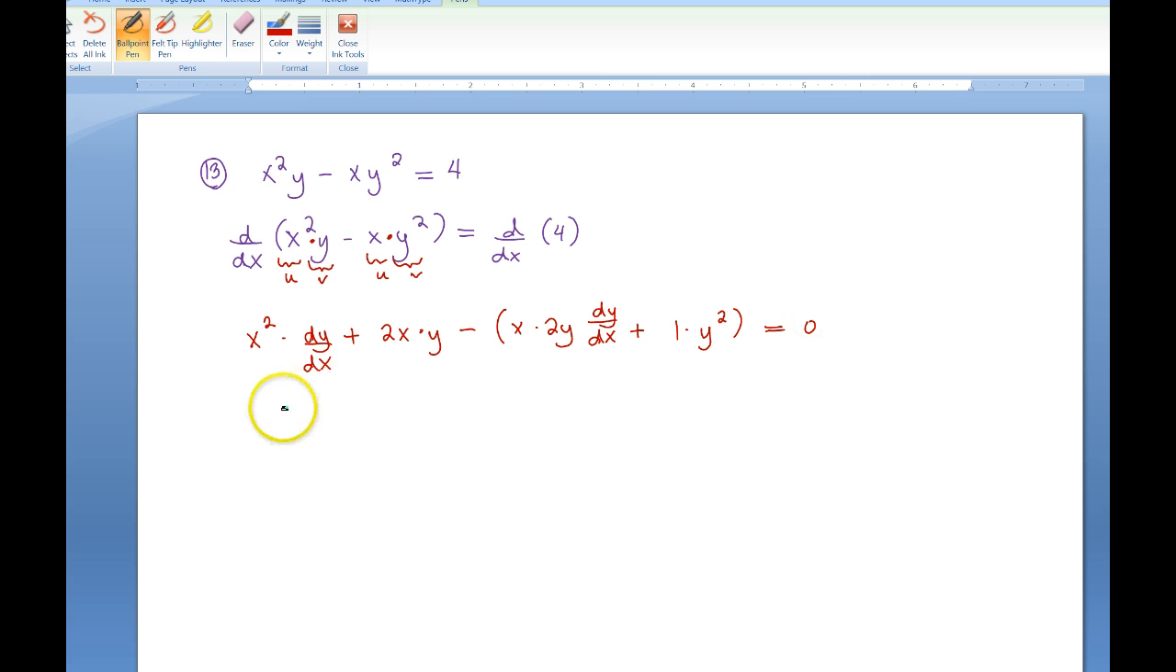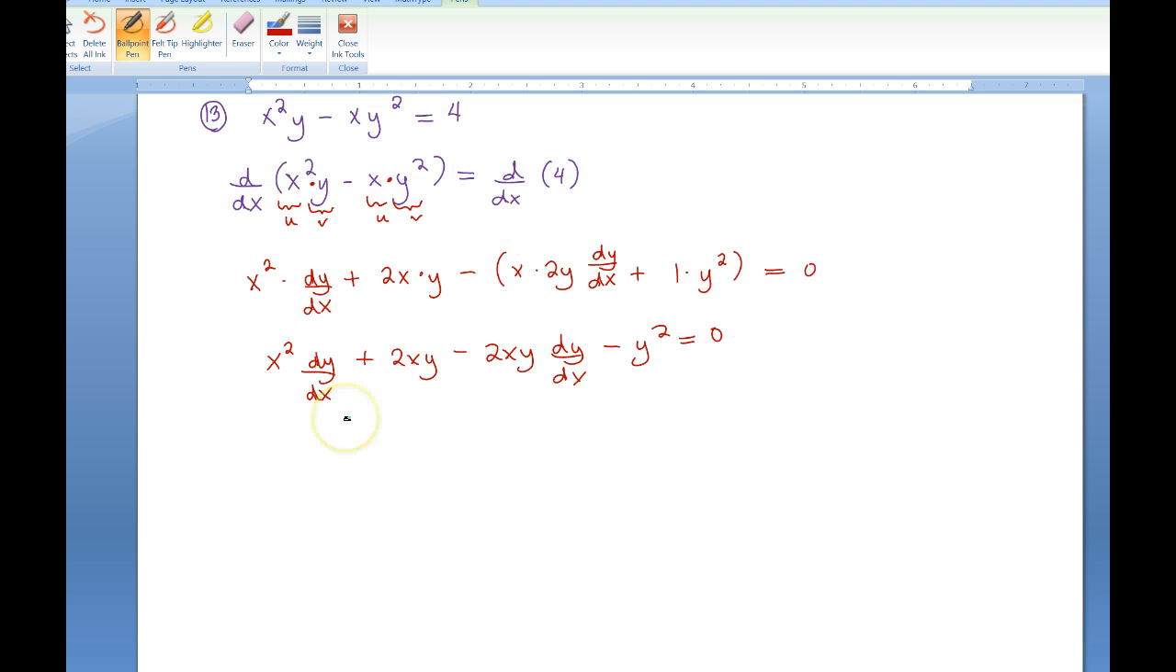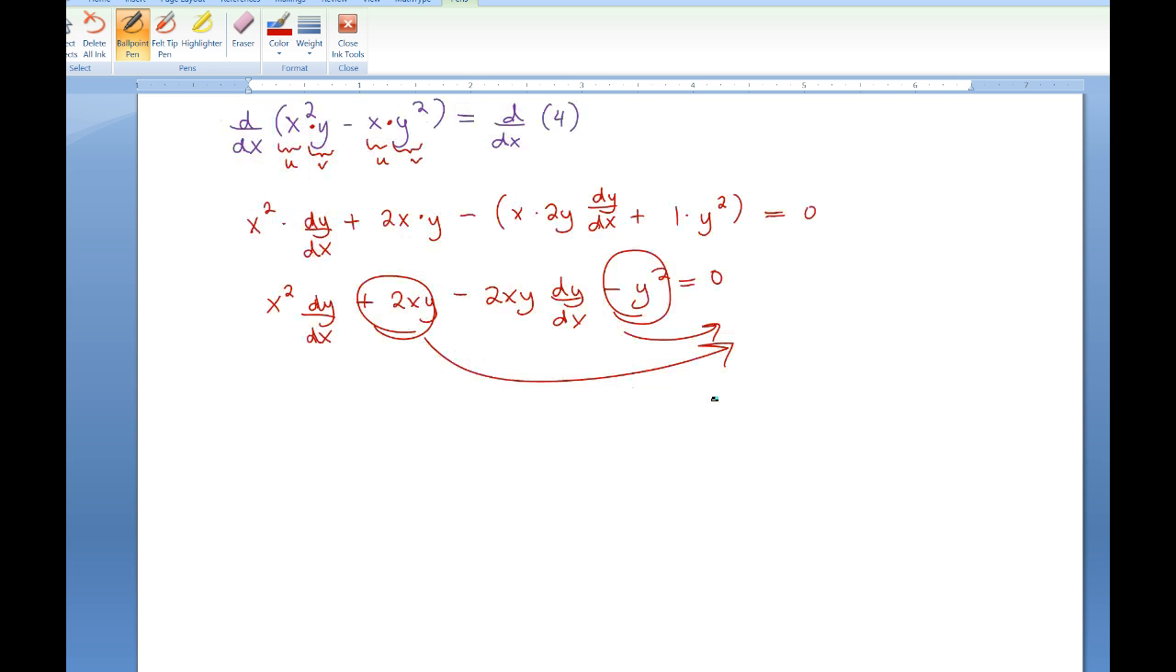Now I have x squared dy dx plus 2xy minus 2xy dy dx minus y squared equals 0. That's just distributing the negative. Now I want to get this term and this term on the other side, and then we also want to factor out dy dx. Are you okay if I do that all in one step? Yeah. So if I take a dy dx out of the left side, I'm left with an x squared minus a 2xy. And I'm going to move over the y squared and then minus 2xy. And then divide.